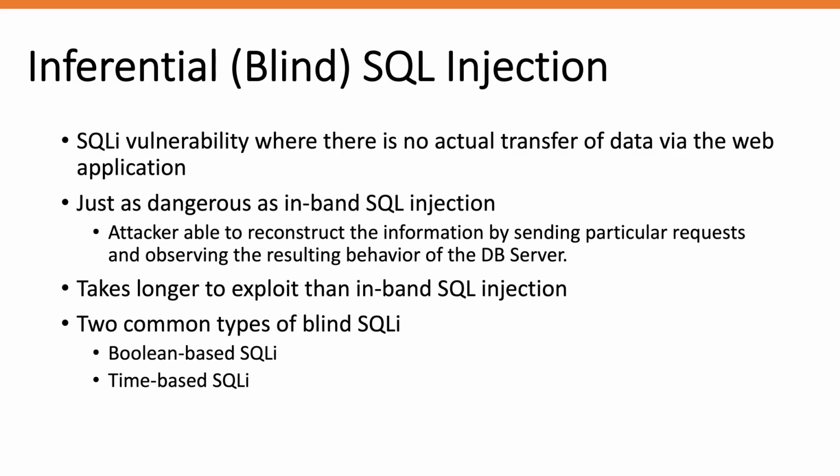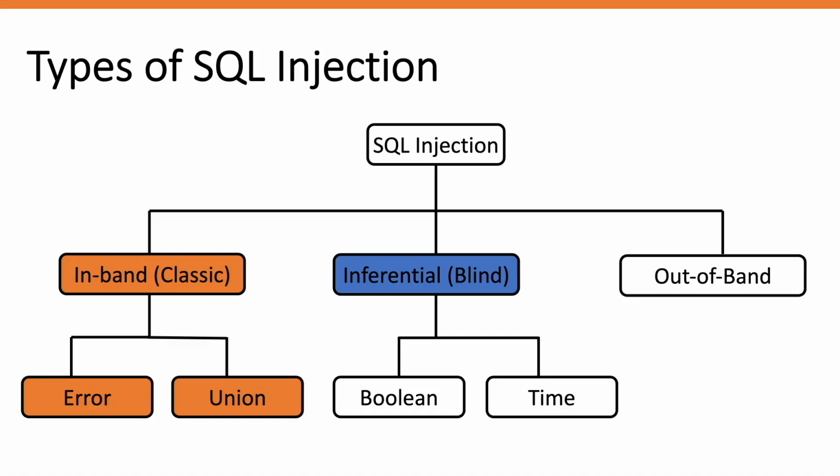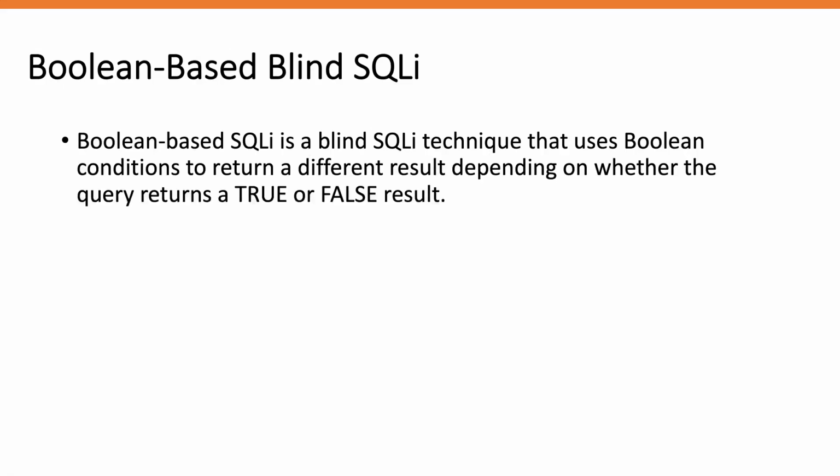Let's talk about Boolean-based SQL injection. Boolean-based SQL injection is a blind SQL injection technique that uses Boolean conditions to return a different result set depending on whether the query returns a true or a false result. So in simple English, again, the attacker sends different SQL payloads that ask the database true and false questions. And depending on how the database responds, you can infer whether the application responded with true or false. This is sometimes referred to as content-based blind SQL injection. So you'll see those two terms used interchangeably.